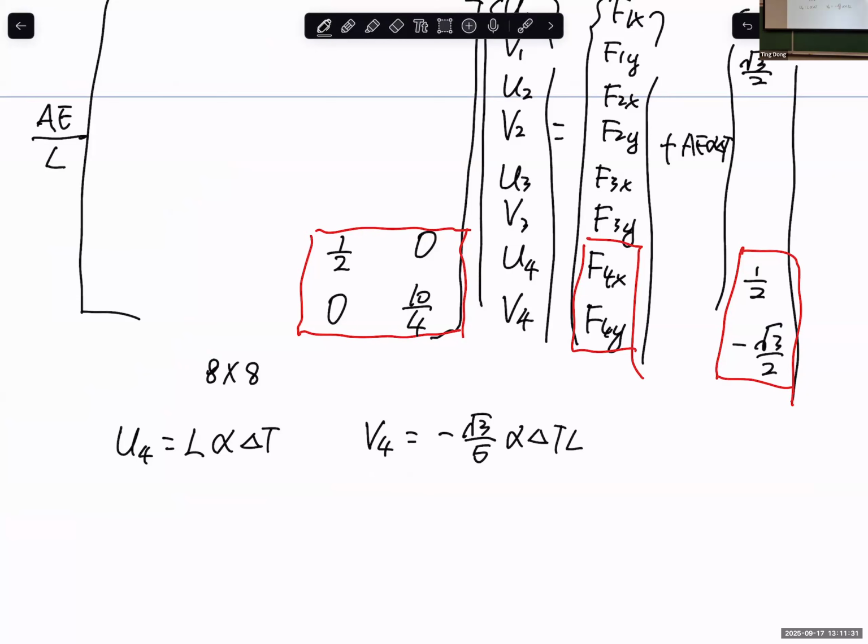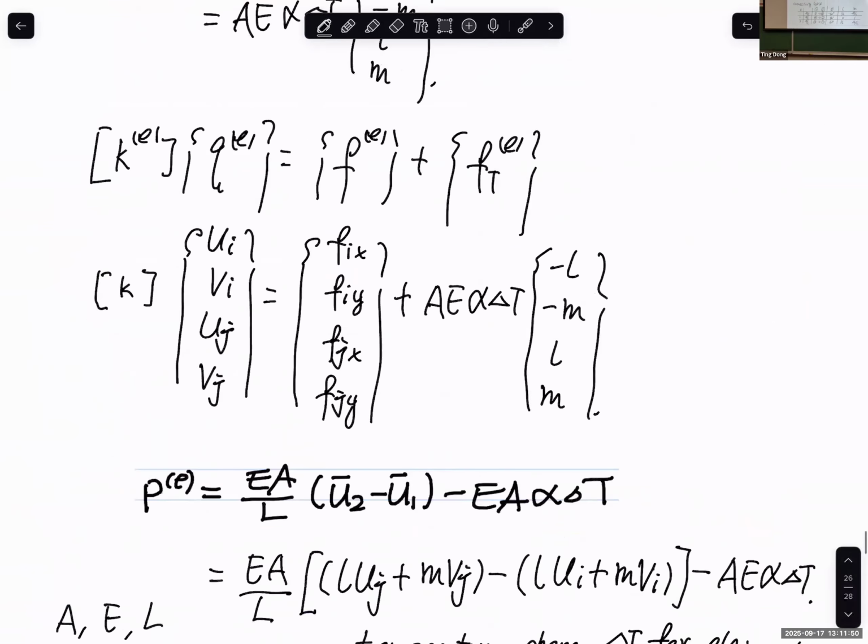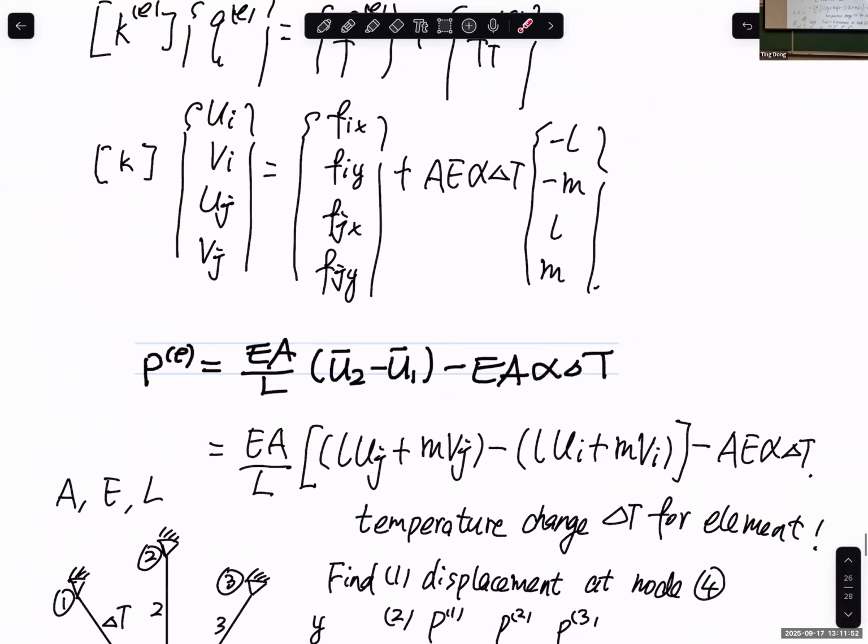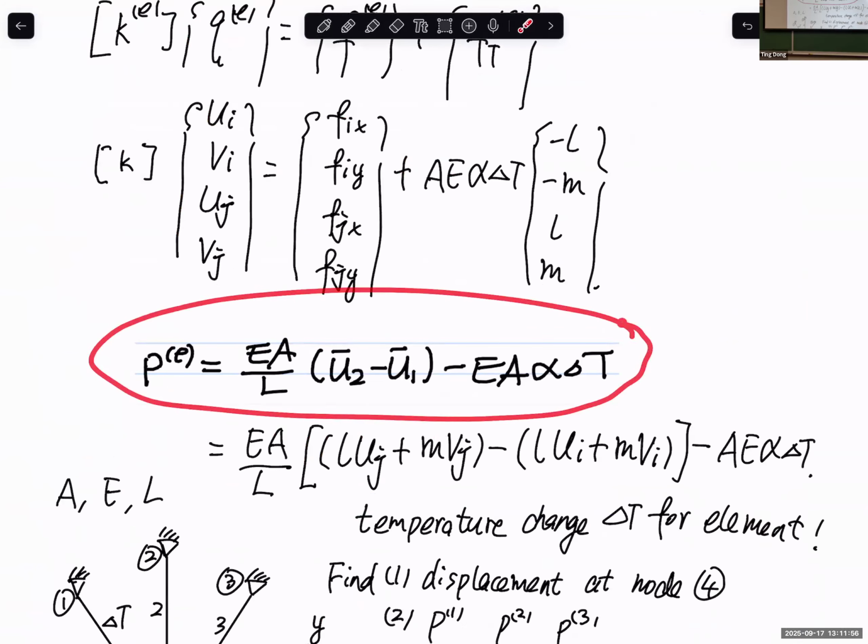The second step is to calculate element force. How to calculate element force? How to calculate element force for all 3 elements? Anyone? Check lecture notes. Check lecture notes. So this was the equation the professor provided last week.